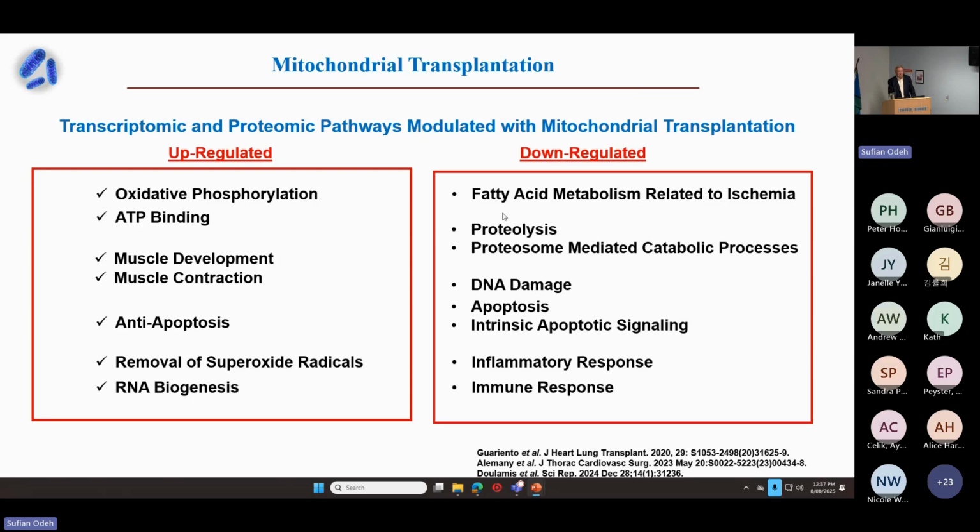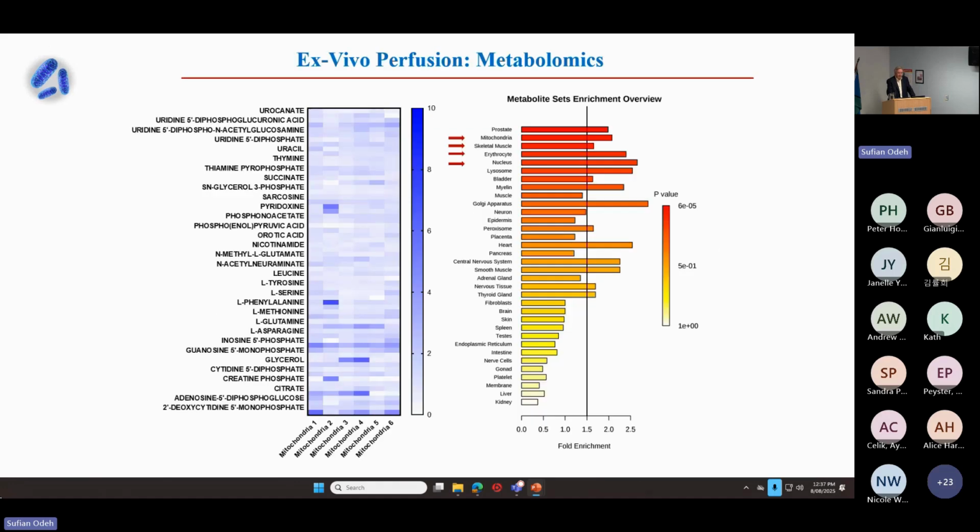And we downregulate fatty acid metabolism. If you get an ischemic heart, the first thing you do is move around what you're going to be using. And we downregulate proteolysis, which we've already seen. DNA damage is gone. Catabolic process, DNA damage, apoptosis is down. Intrinsic apoptotic signaling is down. The mitochondria are better. They're functioning better. And then we decrease the inflammatory and immune response. And all of this occurs rapidly.